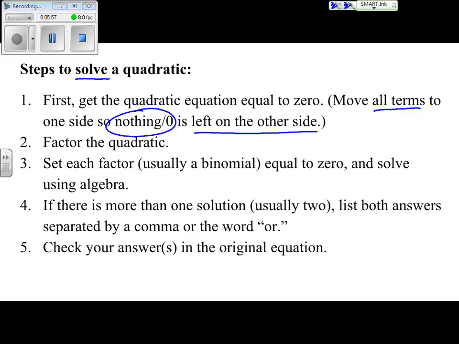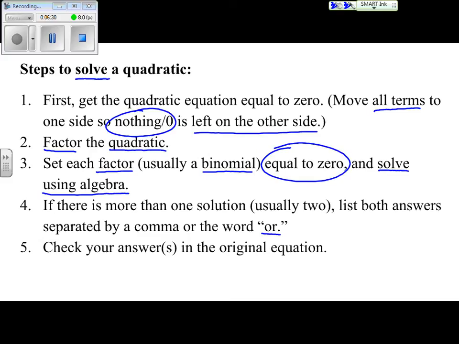Then we're going to factor the quadratic. If you're not sure how to factor, you can look back at the last 3 videos that we've had, which talked about different types of factoring. Then we'll set each of the factors, which will usually be a binomial, equal to 0. So we're writing a separate equation off to the side, solving for that, which will usually just be basic algebra, or sometimes like railroad track sort of math, where you're getting stuff across to one side or the other. And then we will list both answers separated by a comma or the word or.